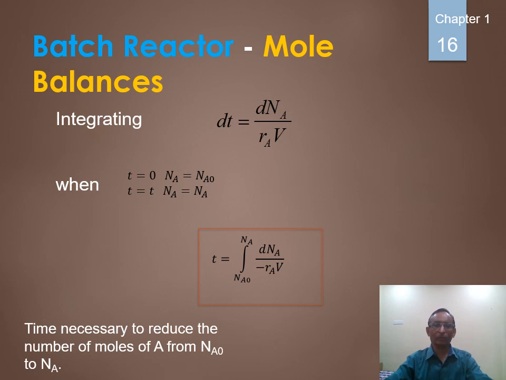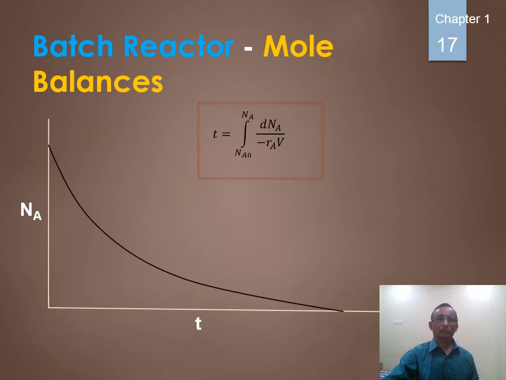In the chemistry experiment you are performing, you check how the concentration varies depending upon the time. You are going to do the titrations, and the time required you are going to identify. Time is equal to the integral from NA0 to NA. You are going to plot the curve, that is, the moles after time t in the batch reactor.